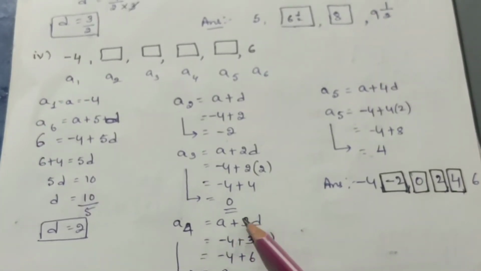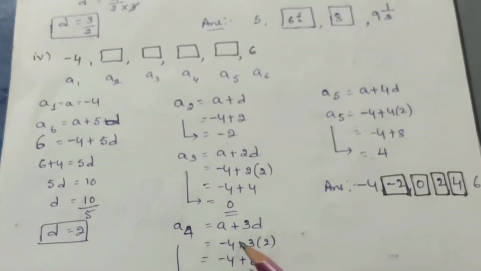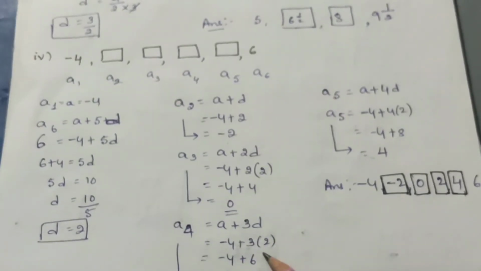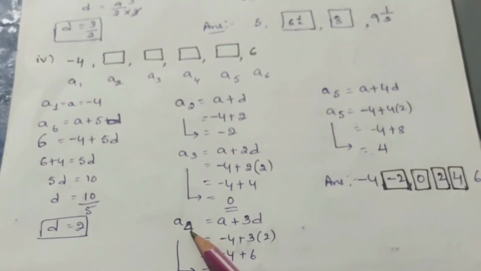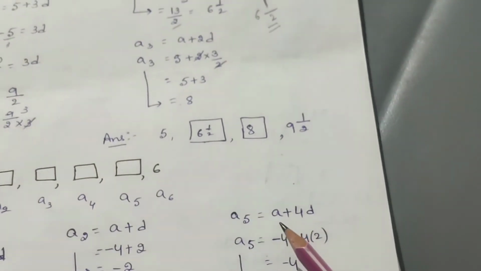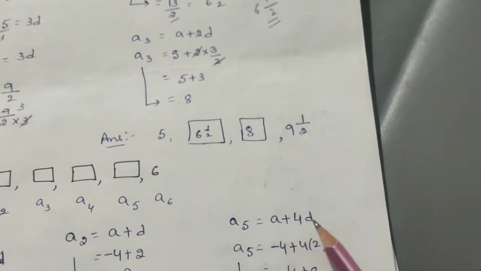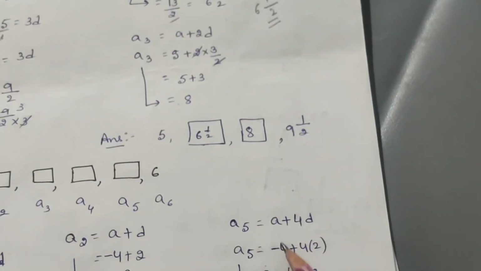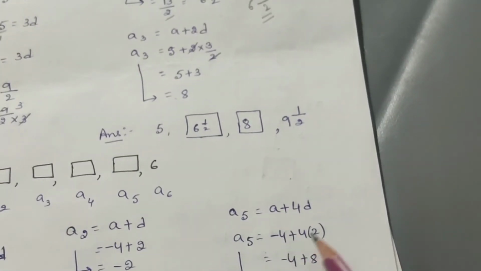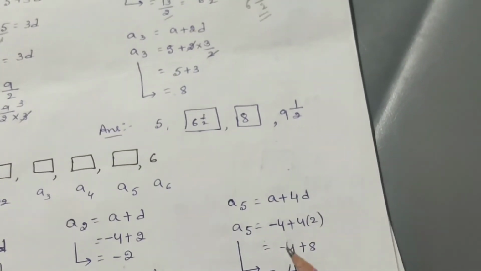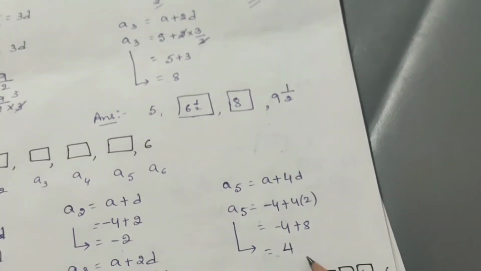Now the fourth term can be written as A plus 3D. A is minus 4, 3 as it is, D is 2. Minus 4 as it is, 3 2s are 6. Then minus 4 plus 6 is 2. 2 is the fourth term of the AP. Similarly, the fifth term, that is A5, is equal to A plus 4D. A5 is equal to minus 4 plus 4 into D, the value of D is 2. Then write minus 4 as it is. 4 2s are 8. Then minus 4 plus 8 is 4.